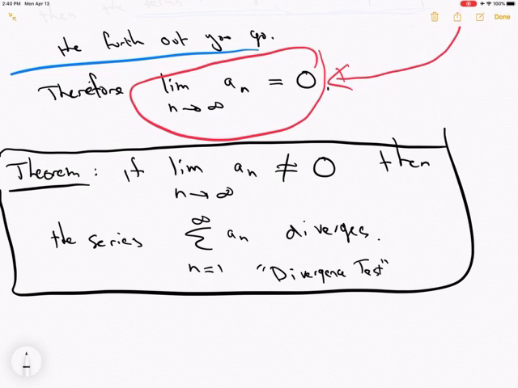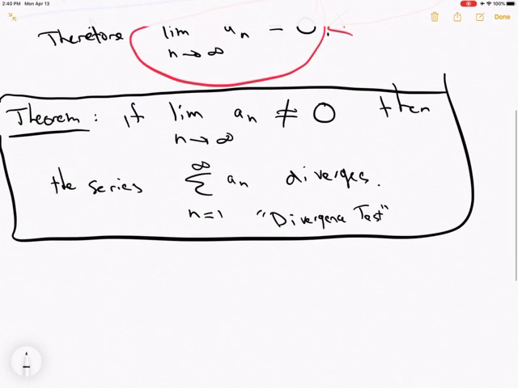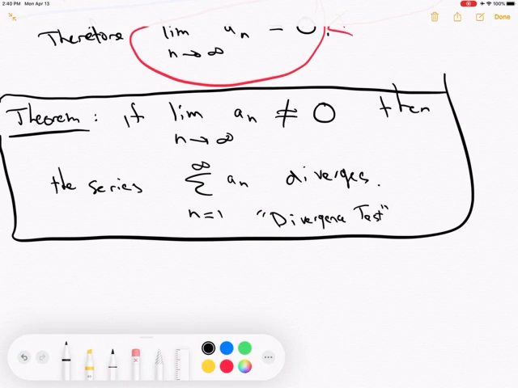It doesn't tell you anything about convergence. It only gives you negative information. It only tells you whether or not the series diverges. So let's do an example.